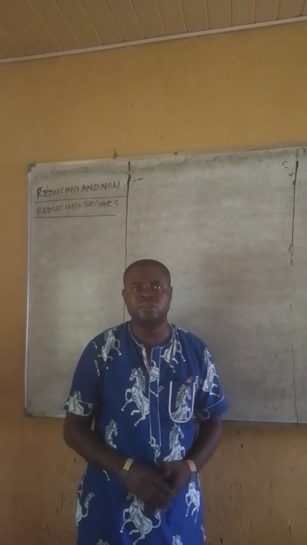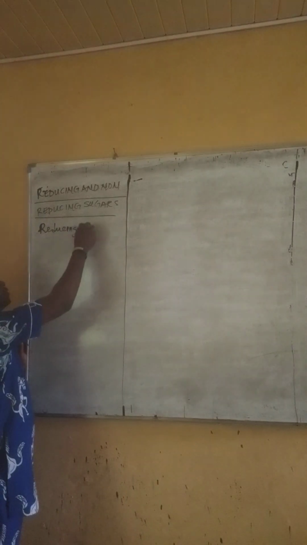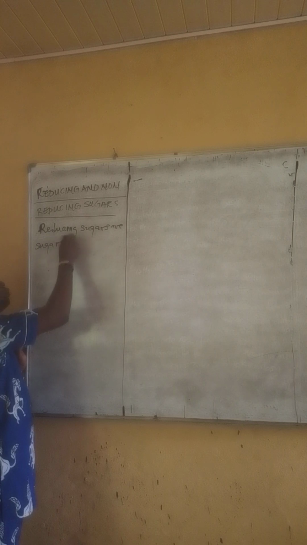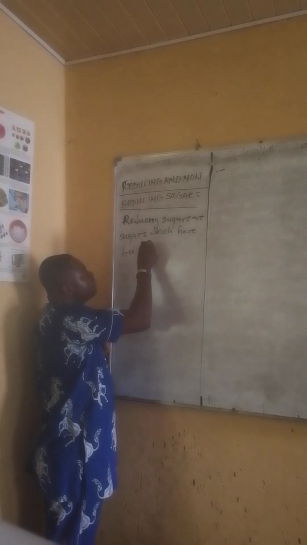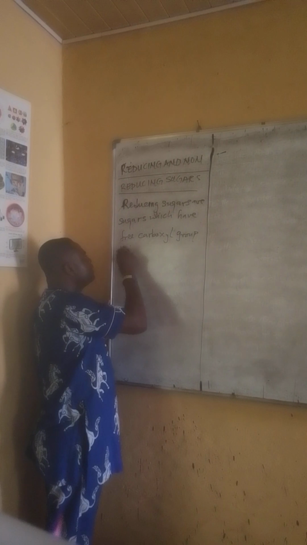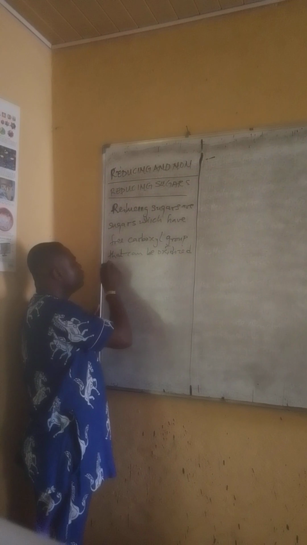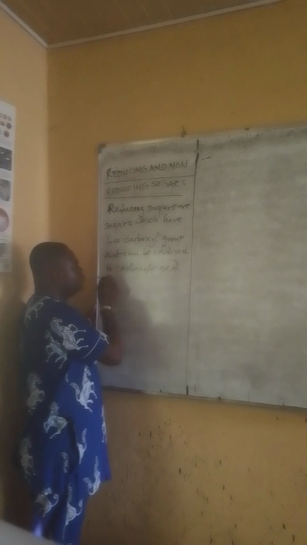Now, we want to talk about reducing sugars and non-reducing sugars. So first, what are reducing sugars? Reducing sugars are sugars which have a free carbonyl group that can be oxidized to a carboxylic acid group.